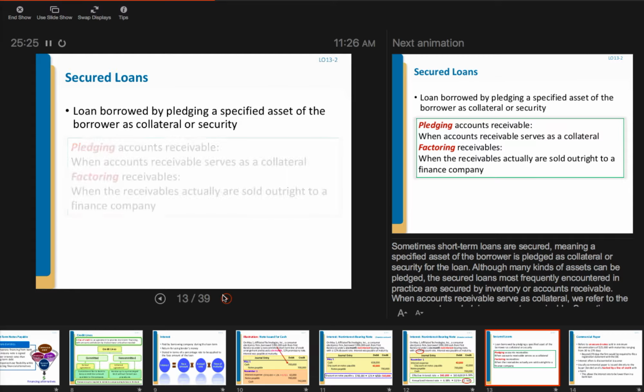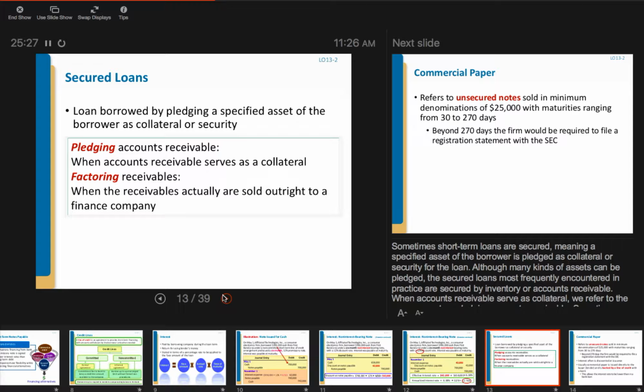When we talk about secured loans, there's really not a whole lot you have to do with a secured loan other than just know what it is. Secured loan just means that you are pledging some type of asset that you have as collateral, which again really doesn't do a whole lot other than give the lender a little bit more of an easy time collecting on this debt if things go badly. Okay?